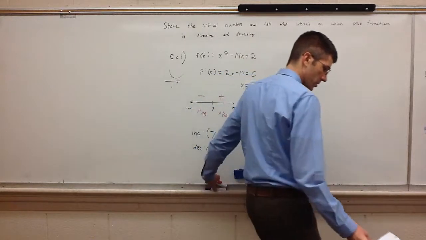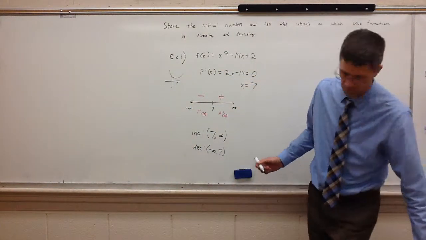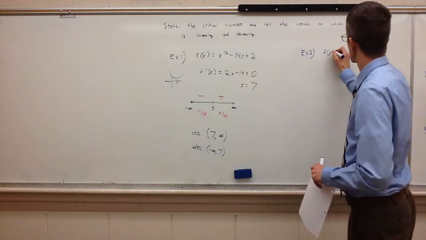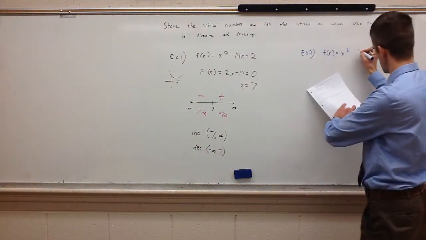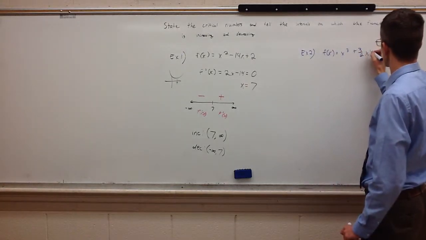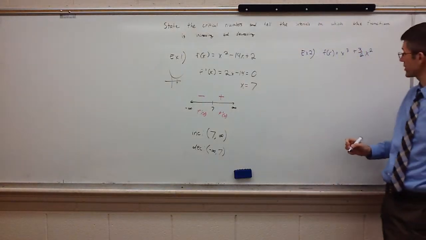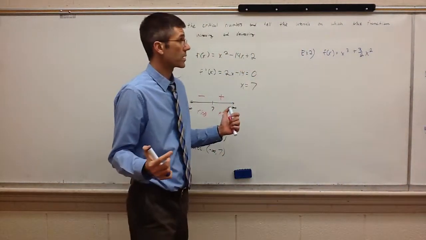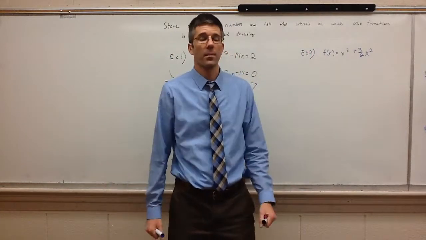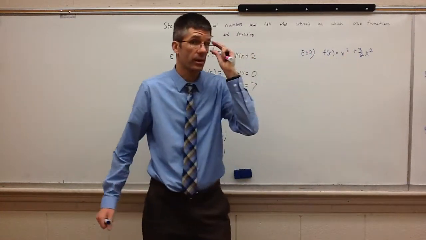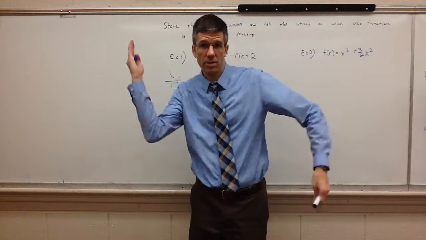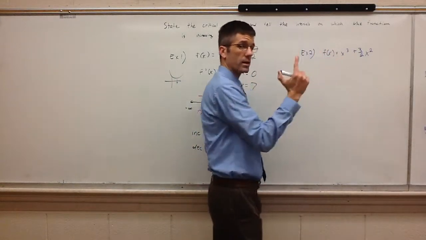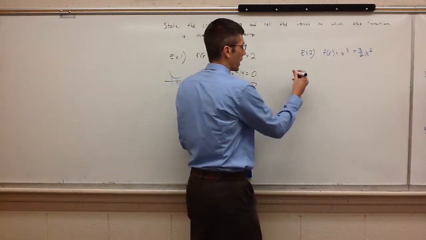Example 2, switching to blue, that rhymed. Example 2 says f of x equals x cubed plus 3 halves x squared. If you are able to draw this without using a calculator, it's good for you. I'll go ahead and tell you what it looks like. It's cubic, and because this is an odd degree, that means that the ends are going to go in different directions. And because that's a positive 1 leading coefficient, I know it's going to go like this.